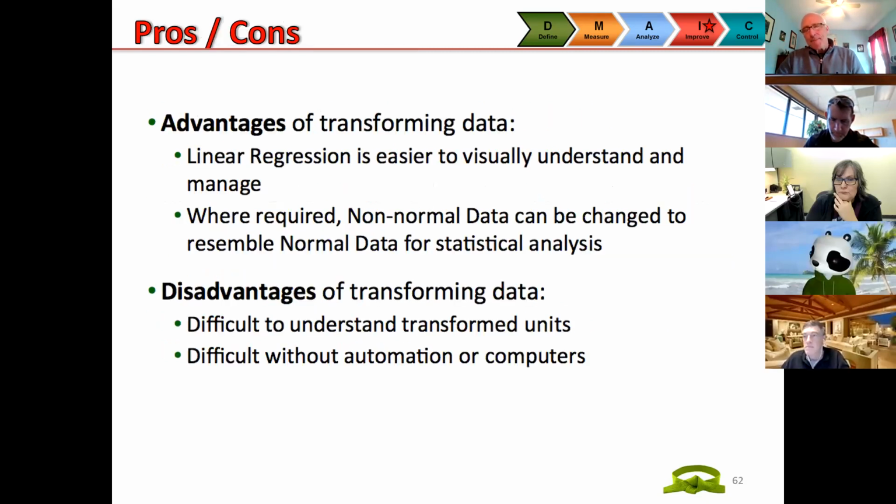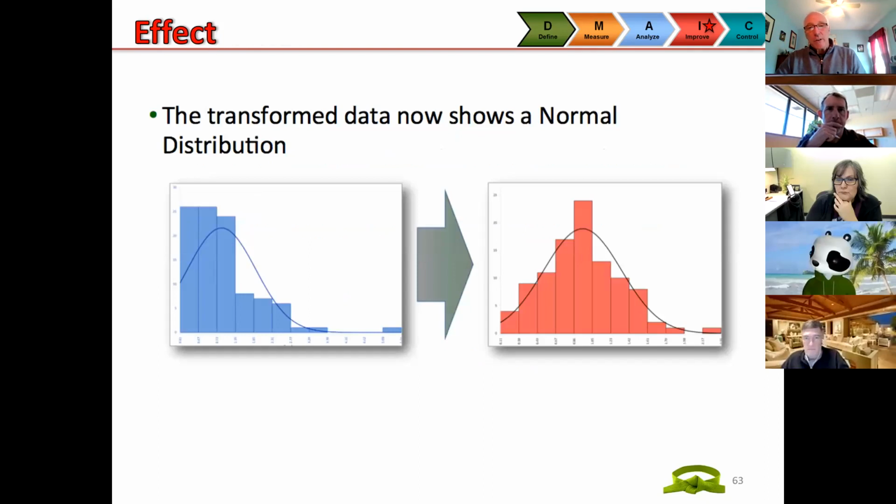The advantages are that linear regression is easier to do. That's why we like to use linear regression, right? Non-normal data can be changed to resemble normal. And the disadvantages are it's difficult to understand transformed units, because now we're not talking about salary dollars or pounds. We're talking about a coefficient of some kind. And it's difficult without automation. Basically this is what it does. It can turn a graph like this on the left into something that resembles a bell-shaped curve. And that's a chi-square on the left, by the way.